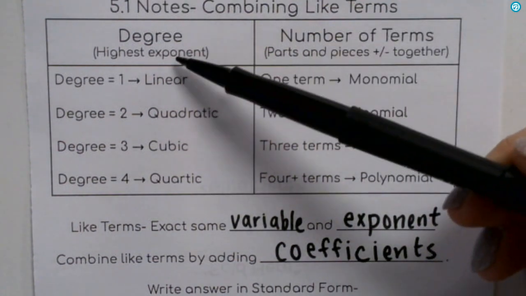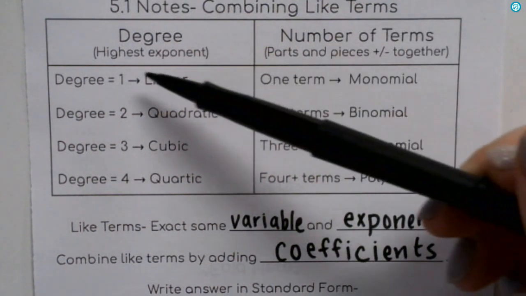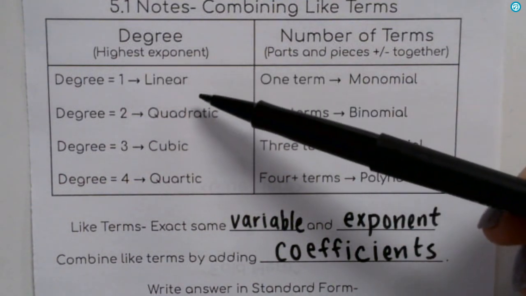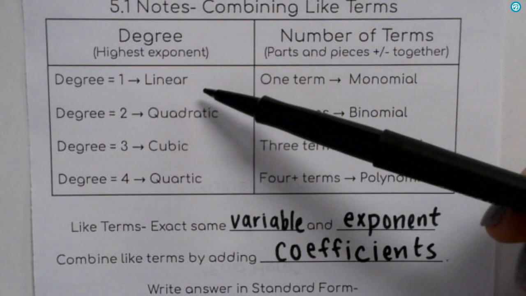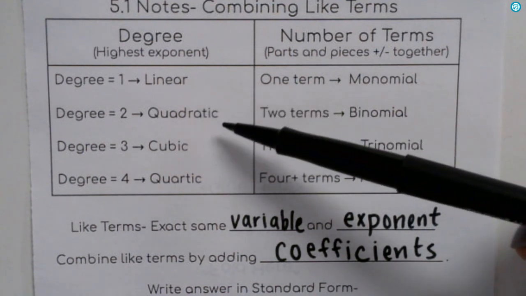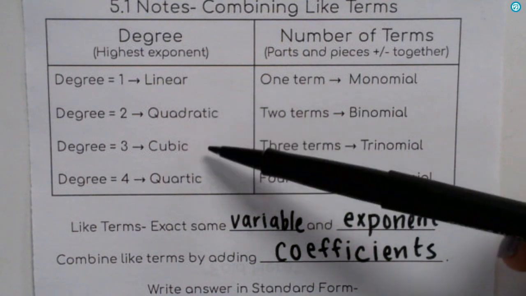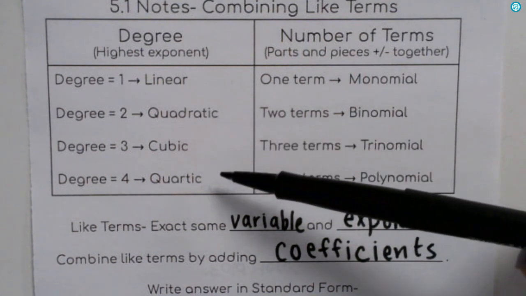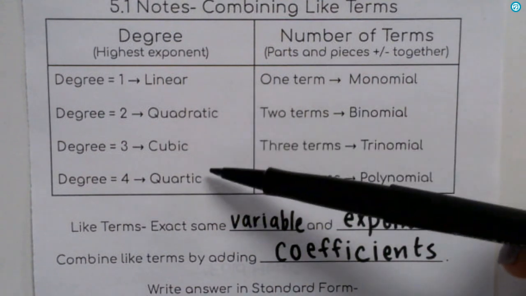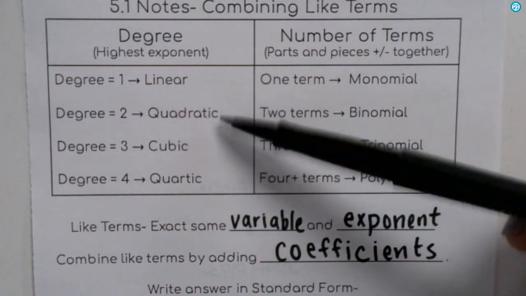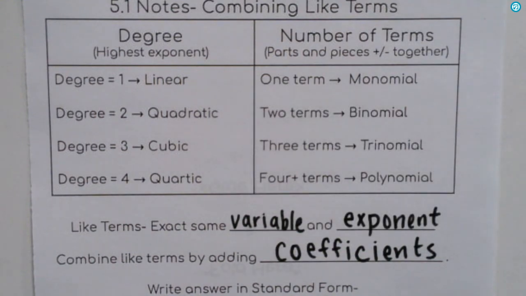So degree is the highest exponent. And since we're in order, that should always be the first exponent. If the degree is 1, it is linear. If the degree is 2, it is called a quadratic. 3 is cubic, and 4 is quartic. Pay attention to the spelling between quadratic and quartic. Those get confused sometimes. So an example of what those are.